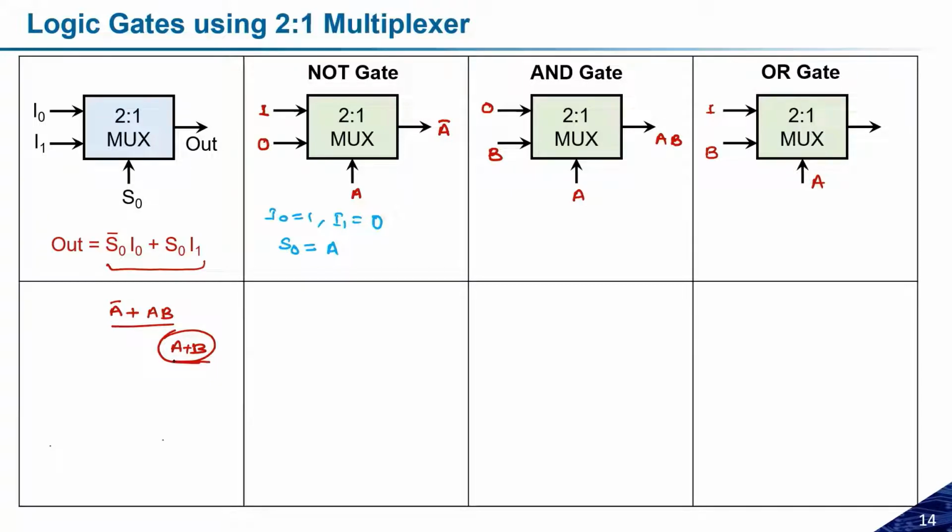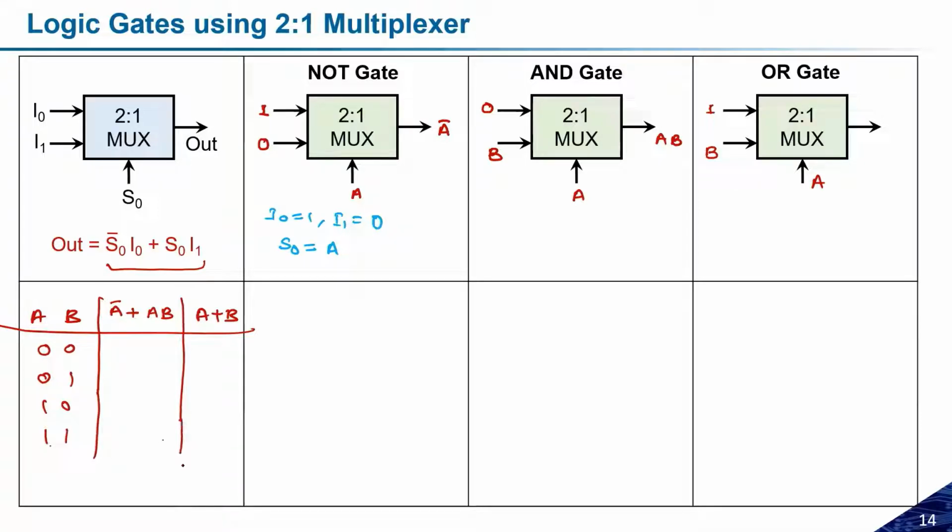So you need to check the truth table. The result will be A bar plus B, like Jayant is saying. Let us see what the output will be. Let us assume A and B are the two inputs, and this is the output to get A plus B. The four possibilities are 0 0, 0 1, 1 0, and 1 1. For ORing, the output should be 0, 1, 1, 1. This is what we need. Let us check whether we get this or not.